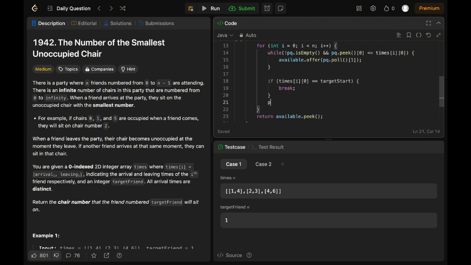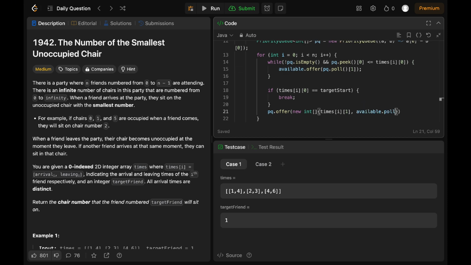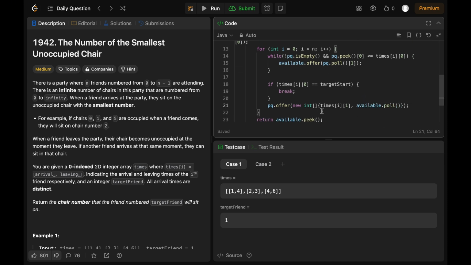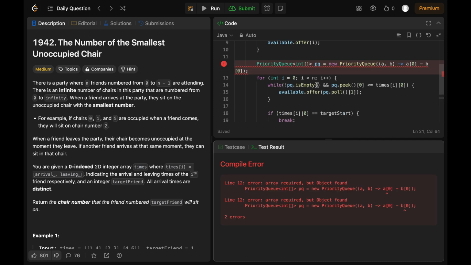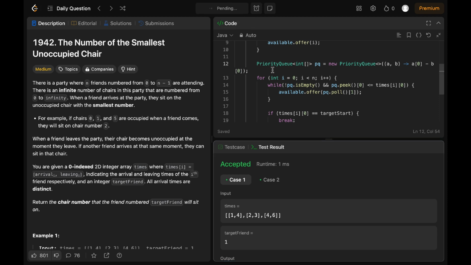But if this friend is not the target friend, we will assign the smallest available chair from the available min heap. And we can do that by storing the current friend's end time or departure time and the minimum available chair number from the available min heap. So that's it. Now let's run this code. I should be using the diamond operator here. Otherwise, the priority queue will consider itself a container of objects rather than integer arrays. Now I think it should be okay. Let's submit this code. Cool.